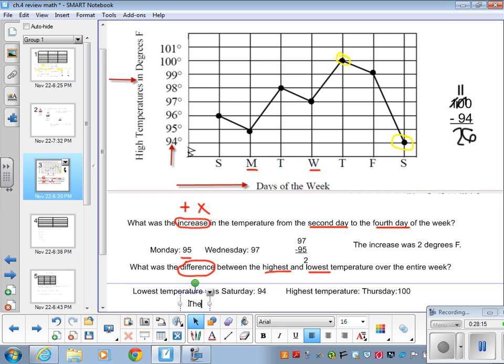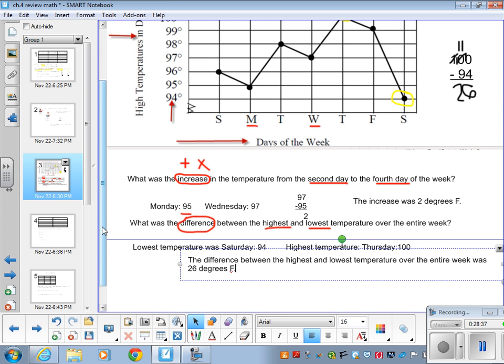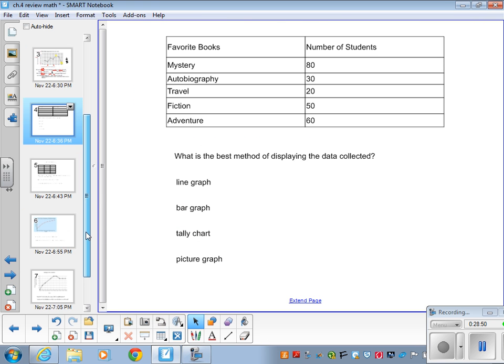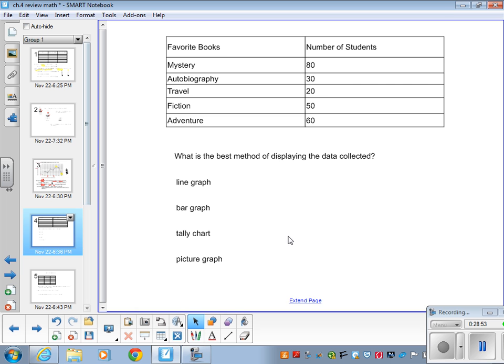So, the difference between the highest and lowest temperature over the entire week was 26 degrees Fahrenheit. Pretty simple. The key to answering these questions is being a detective and understanding the graphs. All right, next graph. This one, you might have a question like this.